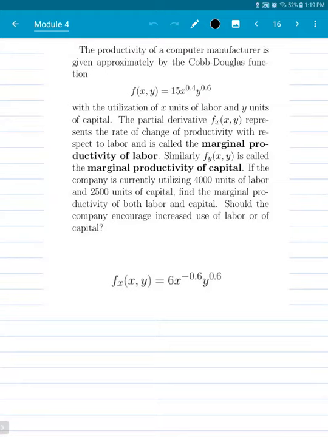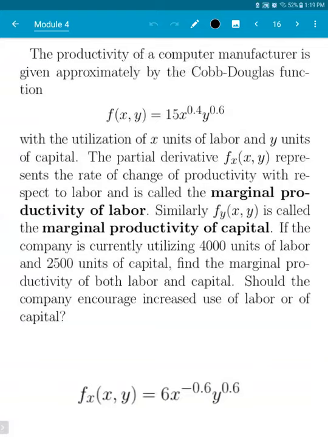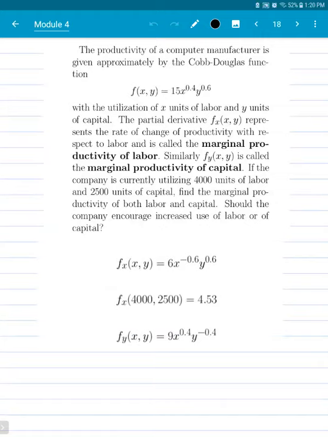Now, similarly, if we differentiate this one with respect to y, we just have to apply the power rule. We bring down 0.6, then subtract 1, negative 0.4. That we will have this one here.